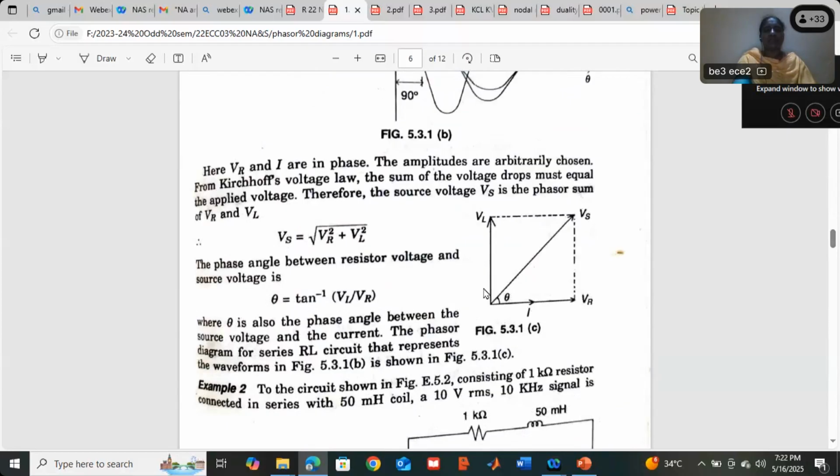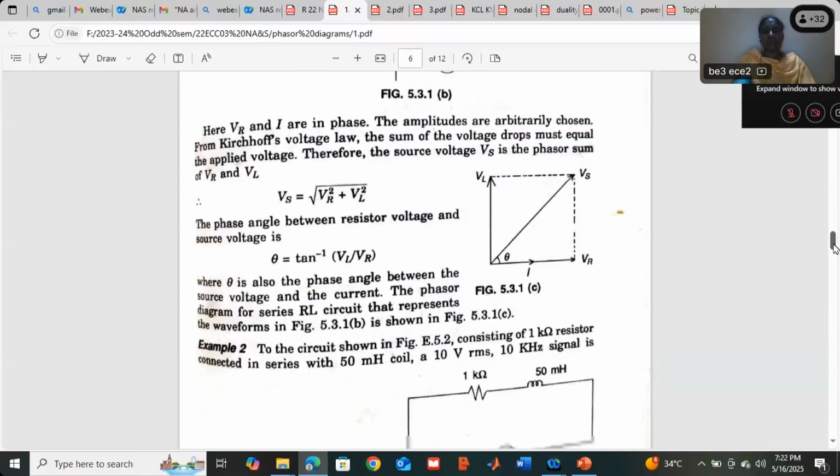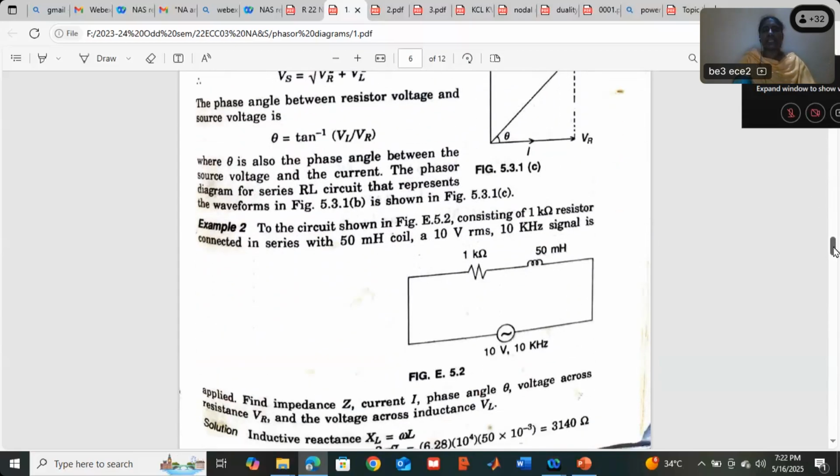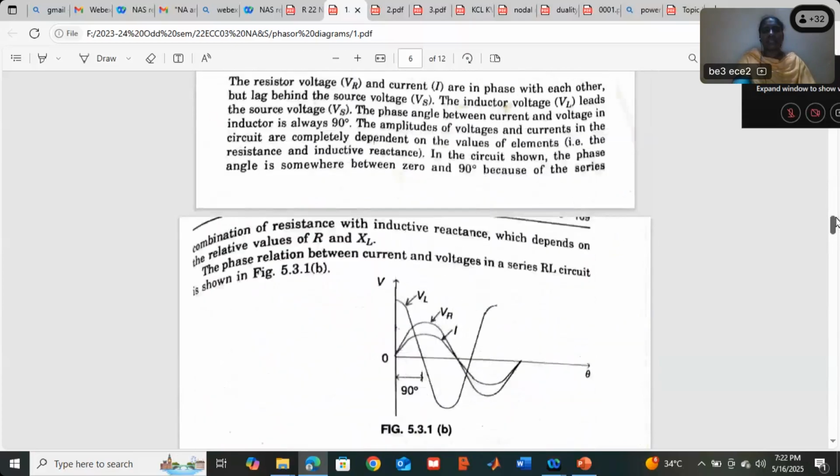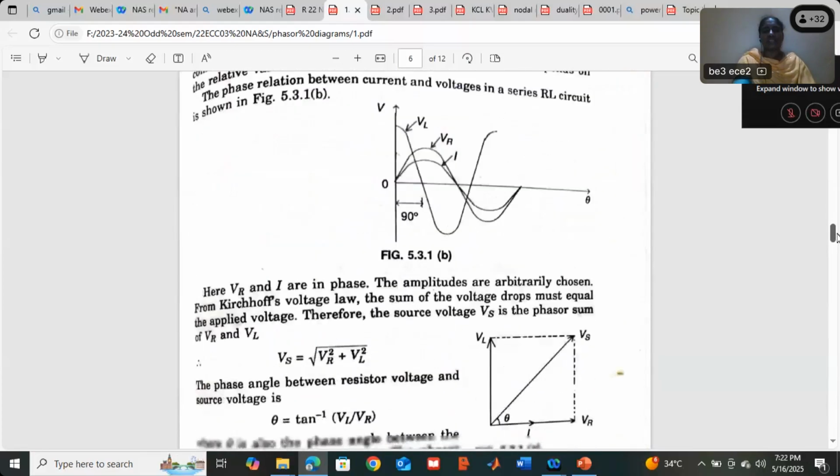The phasor diagram for the series RL circuit is shown here. And if you want the supply voltage, it is nothing but the square root of VR squared plus VL squared. Okay. This is about the RL circuit. They may give you one problem. This is an RL circuit. Immediately, if you see the RL circuit, you can draw the phasor diagram, and then you can give these equations.